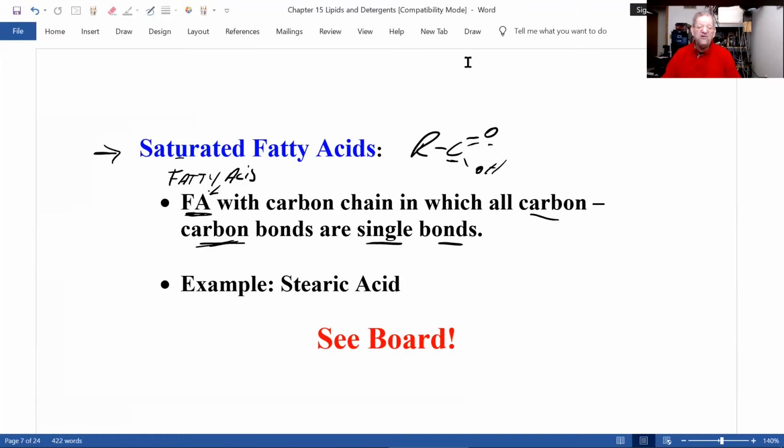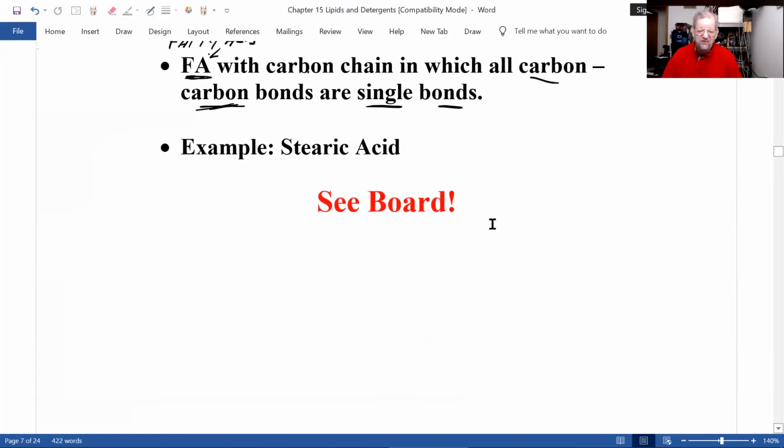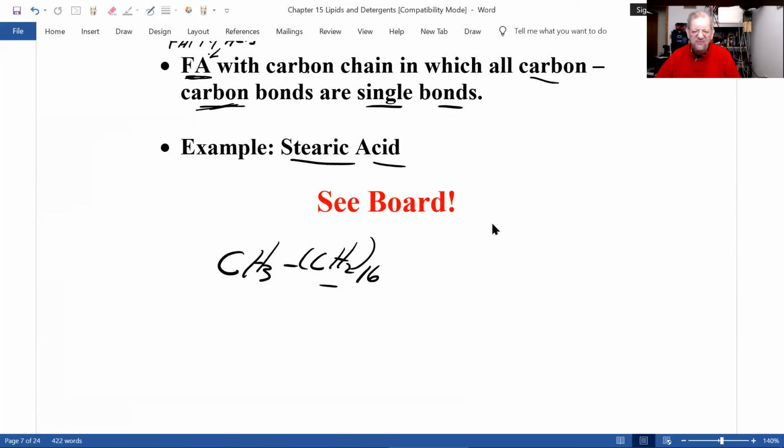Now, I'm going to ask you to learn just one example, and you should know this, and that's stearic acid. And the structure of stearic acid, I'm going to do something I stayed away from all semester, has 18 carbons, and now this means CH2 repeated 16 times, and this is stearic acid.